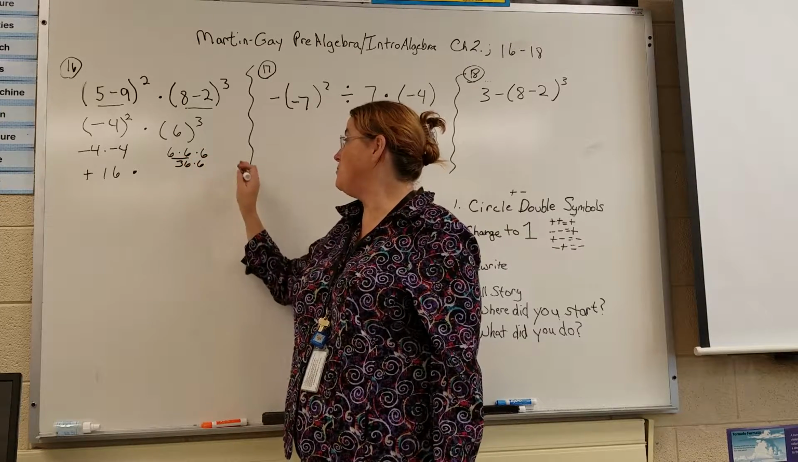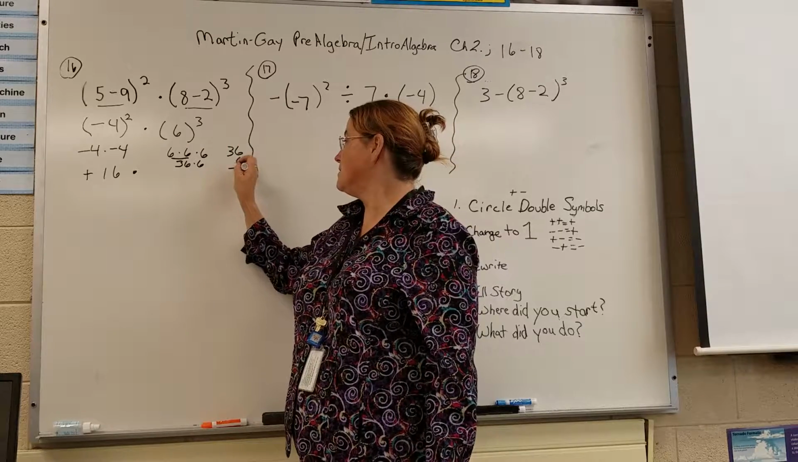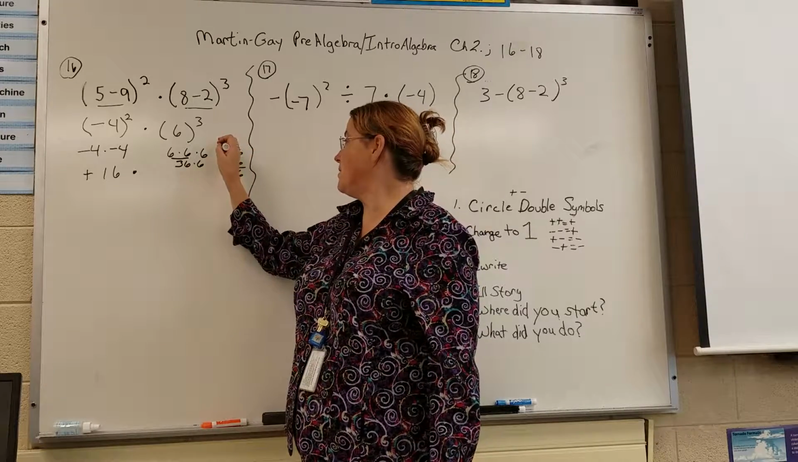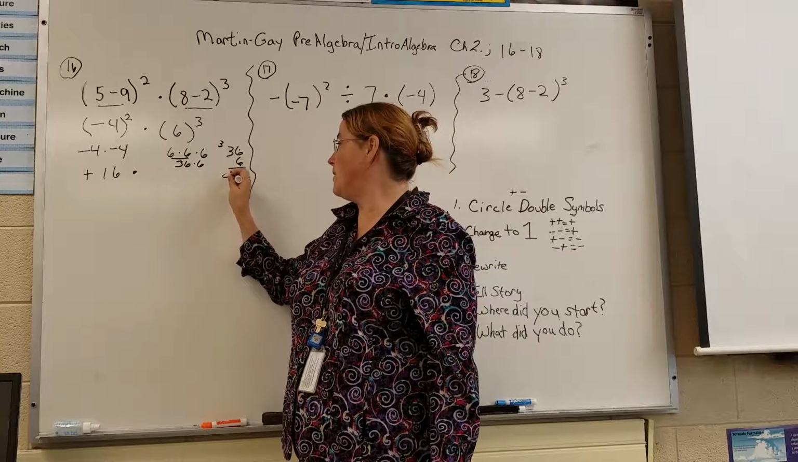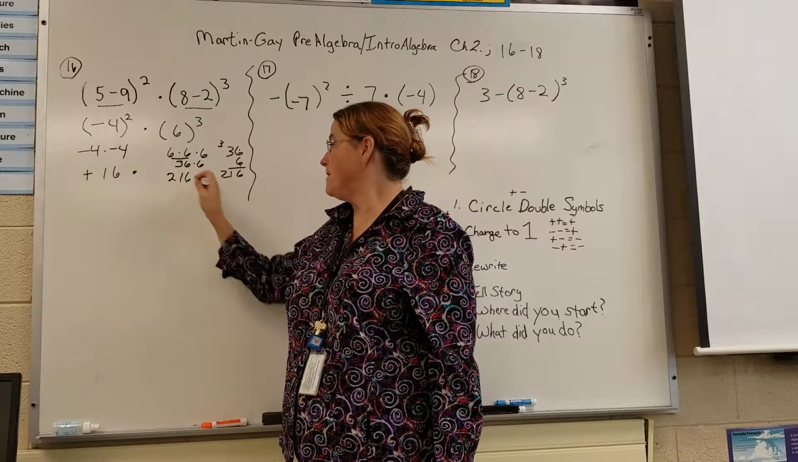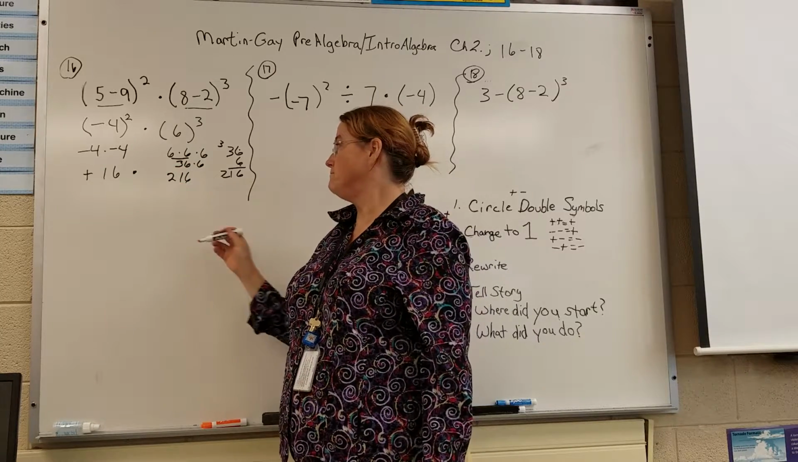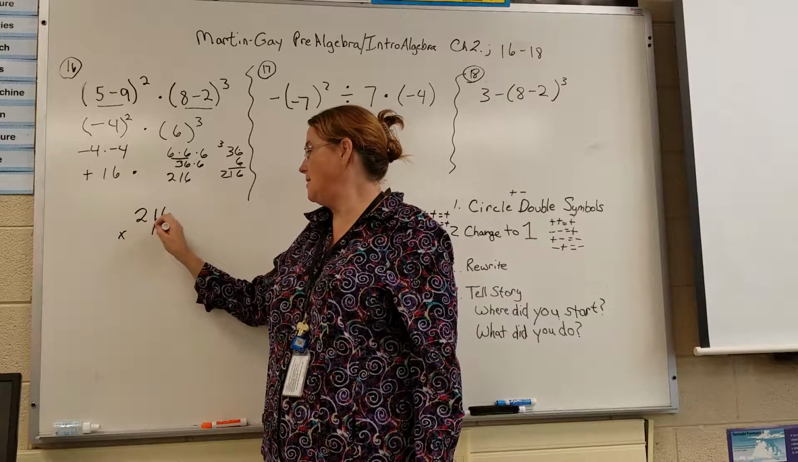36 times 6. You might have to do that off to the side. 6 times 6 is 36. Carry the 3. 6 times 3 is 18, plus 3 is 21. So you have 216 times 16. Again, 216 times 16.